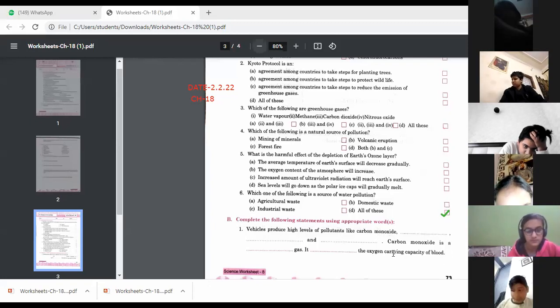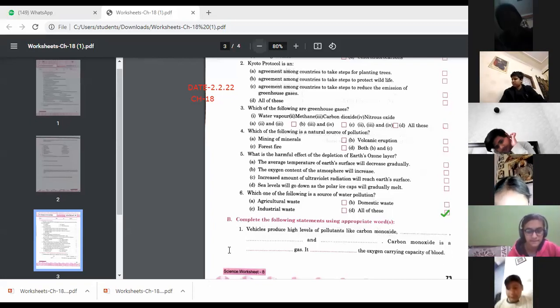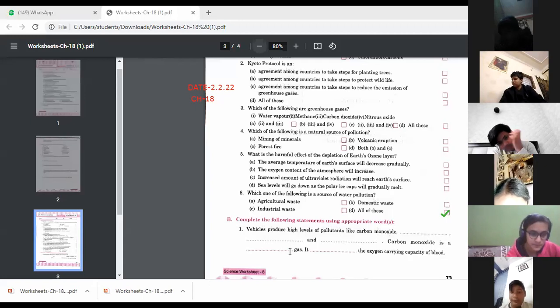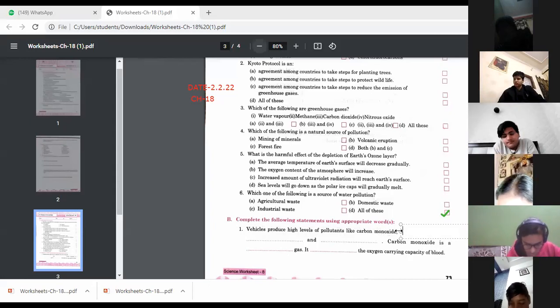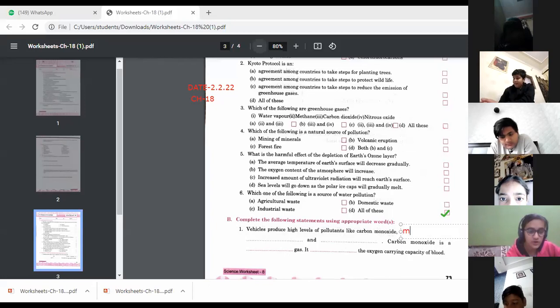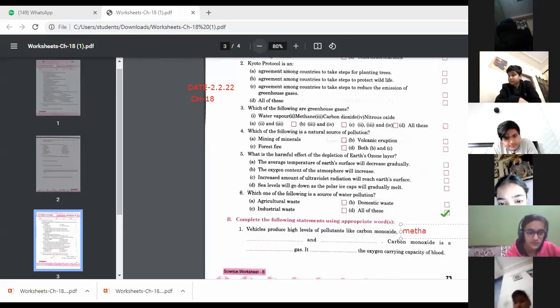ओके, उसके बाद क्या भरेंगे? कार्बन मोनोऑक्साइड इज अ डेंजरस गैस। Ma'am, greenhouse gas. पॉइजनस, बेटा। और ये पैराग्राफ आपकी बुक में दिया है। कार्बन मोनोऑक्साइड और क्या क्या फॉर्म होते हैं? Ma'am, methane. Ma'am, carbon dioxide, methane, nitrogen oxide, nitrous oxide.